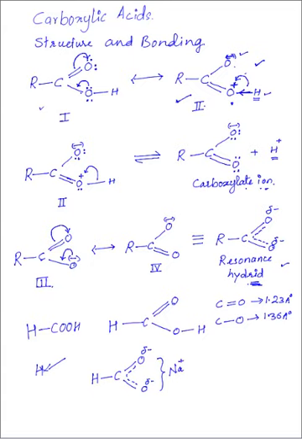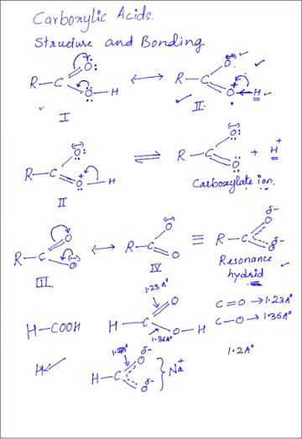In sodium formate, when bond lengths are measured, both the CO bond lengths are identical. That is, both the CO bond lengths are 1.27 angstrom. It is intermediate between the C double bond O and C single bond O lengths. Here, this bond length is 1.23 angstrom, and this bond length is 1.36 angstrom. But in sodium formate, both are showing 1.27 angstrom.